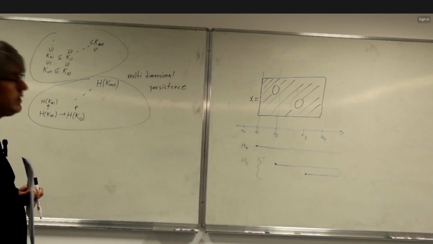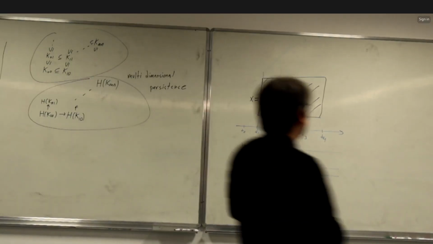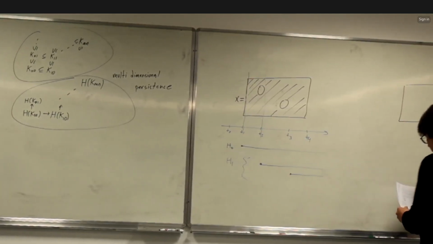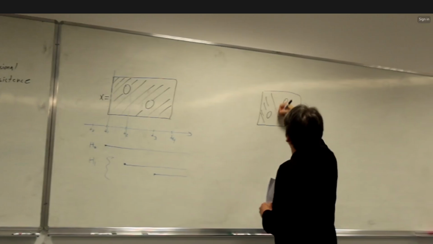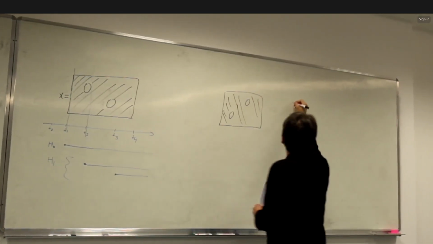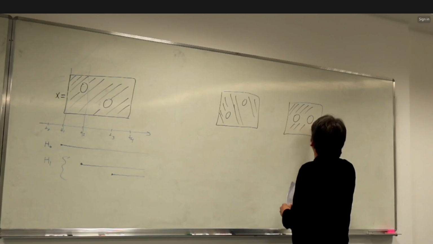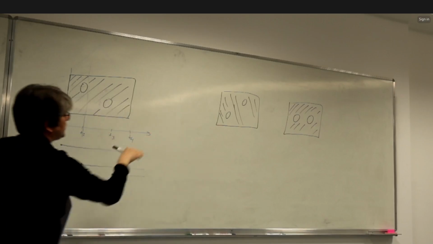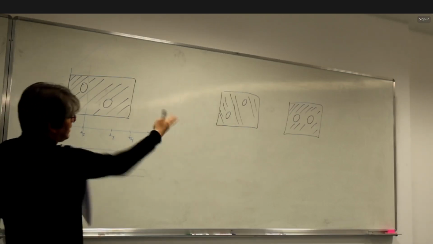So this will give some information about the topology of X, but for example, you will not be able to separate this object from this object, or you will not be able to separate it from this object. Right? They will give the same filtration. If you use the same direction, it will create the same barcode, and you will not be able to separate them.